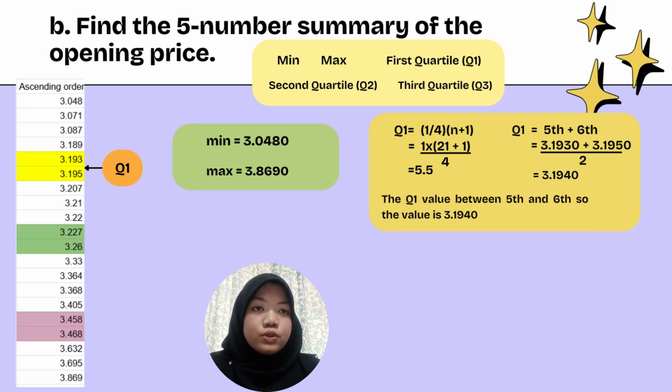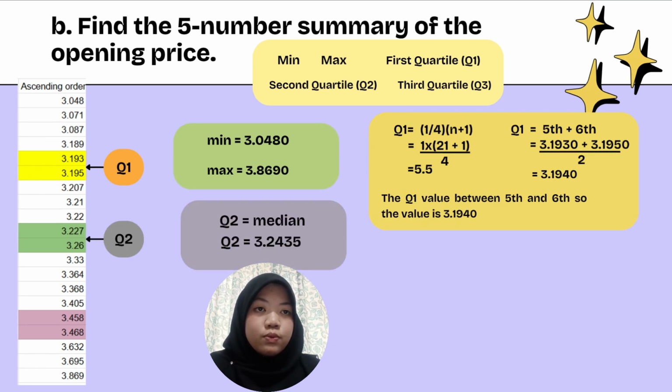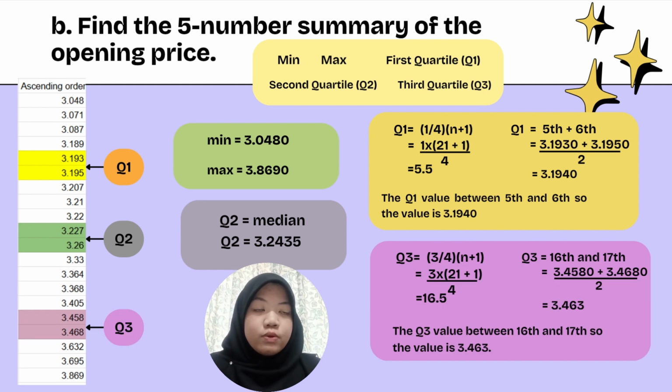For the first quartile, we have to use the formula 1 over 4 n plus 1, where we got the answer 5.5. The Q1 value is between the 5th and 6th position, where we got the value 3.1940. While for Q2, the second quartile, which is equal to the median, just now we got the median value, which is equal to 3.2435. Lastly, for the third quartile, Q3, using the formula 3 over 4 n plus 1, we got the answer 16.5. The third quartile is between the 16th and 17th value, where we got the answer 3.463.